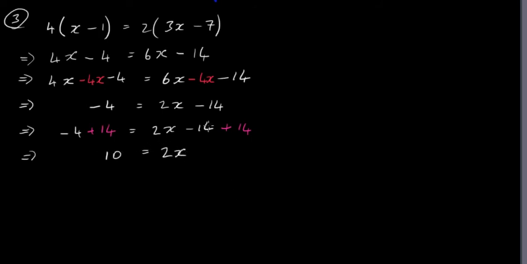2x on the right hand side. Minus 14 plus 14 is just 0. Now I've got a 2x here, so that will give me, on the left hand side I've got 10, on the right hand side I've got 2x. Now the 2 is multiplied by the x. So I do the opposite to get rid of that 2. So I'm going to divide by 2. Also divide by 2 on this side.